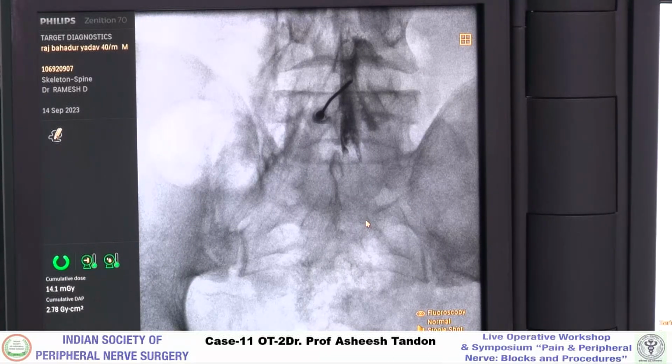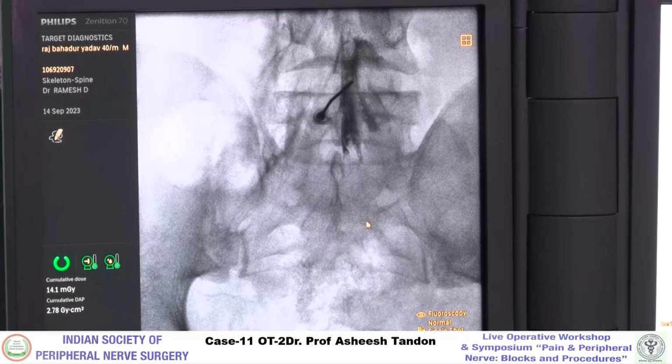Around how much is that? And how many ml? So put 1, and then we put steroid, and then another 0.5 ml. 4 mg.